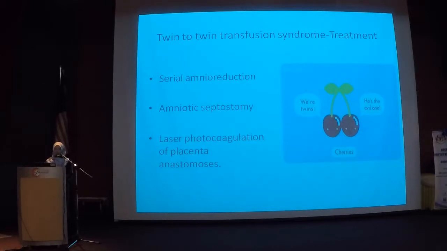Okay, what's the treatment? The first treatment is serial amnioreduction. The second is amnioseptostomy. But in the first and the second methods, we do not treat the cause of the TTTS because we don't touch the vascular anastomosis. We just treat the results of the TTTS. The actual treatment is the laser photocoagulation of the placental anastomosis.